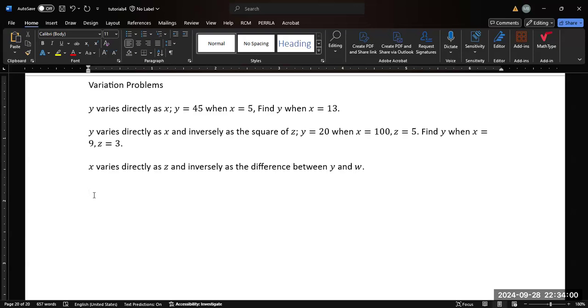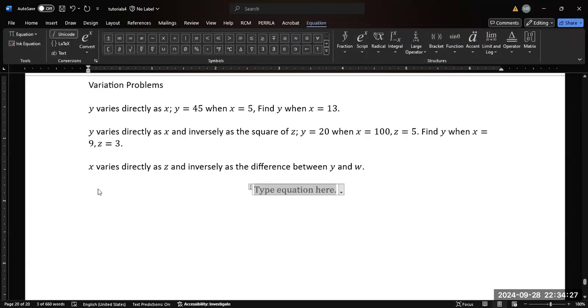Now, in the first two examples, these are going to follow a typical pattern for variation problems. You get some explanation about how the variables are related to each other. Then you get some values where we know what the variables in both cases or all three cases are doing in order to find our unknown scaling factor. And then we're asked to find one of the variables when the other variables in the equation are known. So we're going to start with y varying directly as x.